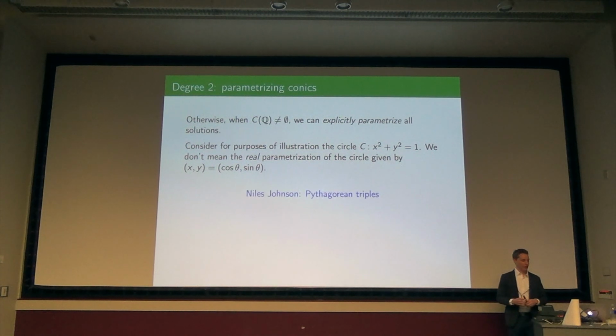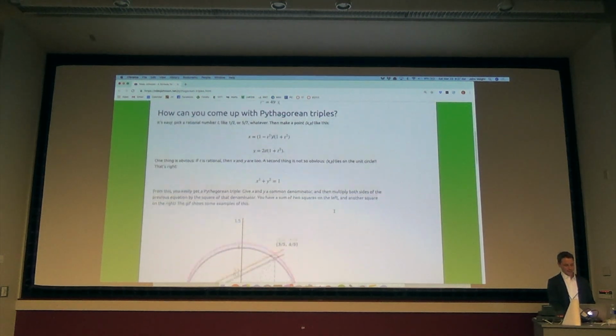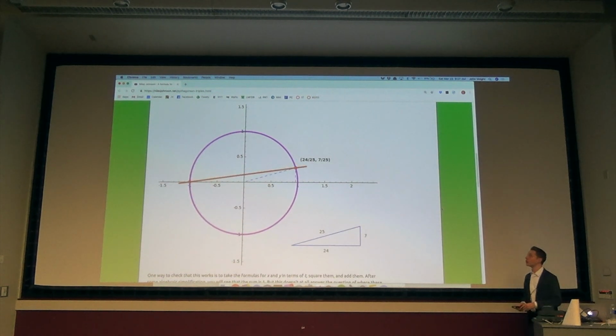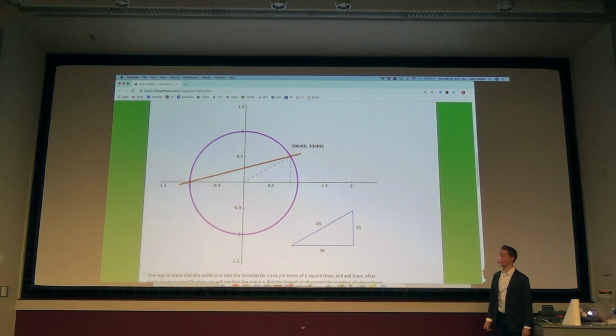All right, so now I have a little link to show you, which describes this in a way. I'm really a believer in pictures to explain. So here is the picture of how you write down all solutions to rational points on the circle.